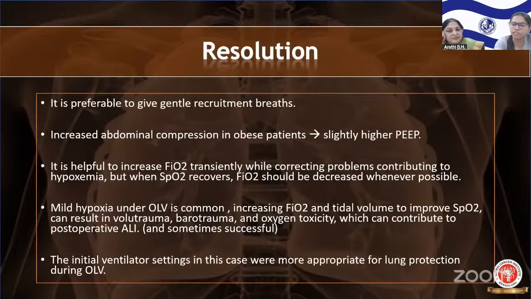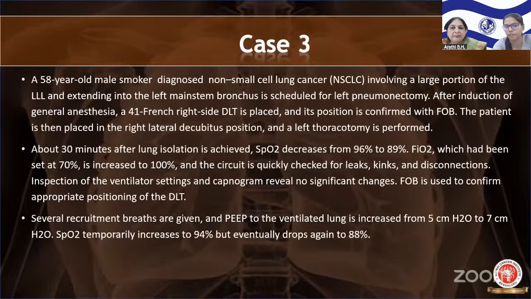Yes, ma'am. Since the patient is obese, it is preferable to give gentle recruitment breaths. Since abdominal compression will be more in an obese patient, slightly increasing the PEEP will help. Prolonged high FiO2 will cause volutrauma, barotrauma, and oxygen toxicity. So if the saturation improves, better to reduce the FiO2. Most of the time, gentle recruitment breaths and increasing PEEP will help us improve the saturation.